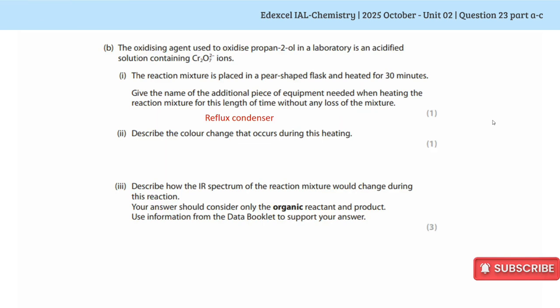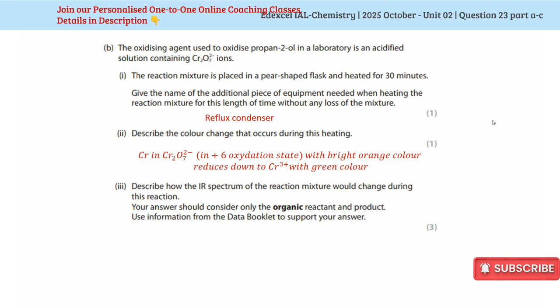Describe the color change that occurs during this heating. We are starting with dichromate ion, which has a bright, vibrant orange color, and it is getting reduced to chromium 3 plus with a green color. So the color change would be bright orange to green.